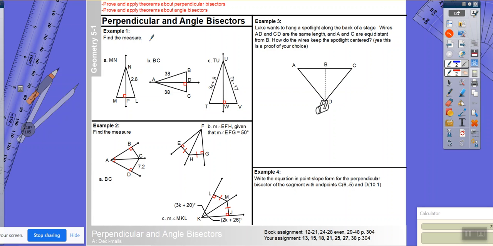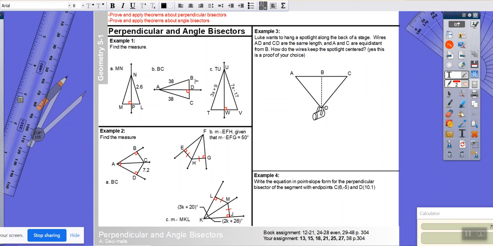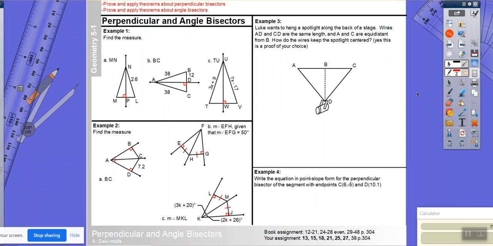So right now I want you to find the measures of MN, BC, and TU. Like the line segment? Mm-hmm. Okay. Alright, well, NM is 2.6. Wait, are we doing this together? Yes, let's go. We're doing this together.